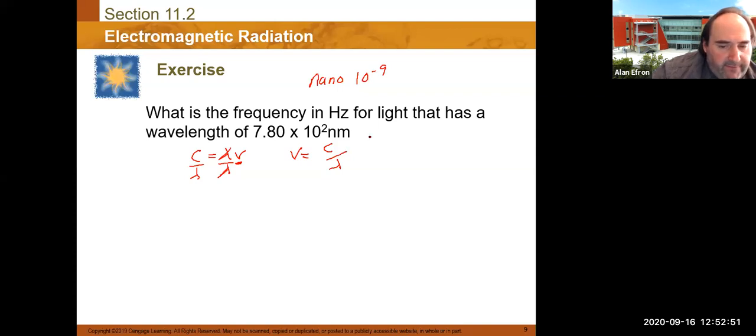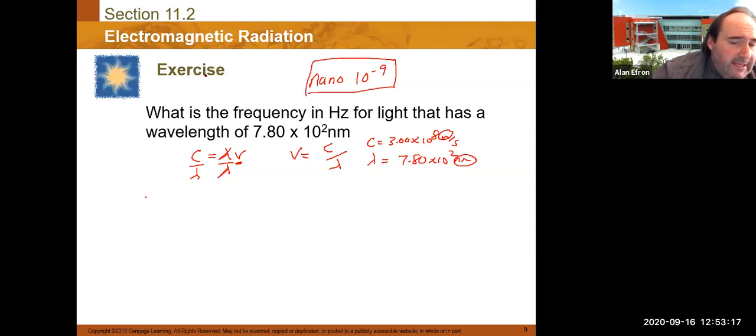We do have a few unit problems. C again is 3 times 10 to the 8 meters per second. My wavelength here is actually in nanometers, so I am going to have some trouble if I don't do a conversion. So I'm going to convert the nanometers into meters first. What this means is that in 1 nanometer, there is 10 to the minus 9 meters. So remember, that is the way to use that properly, not the reverse.